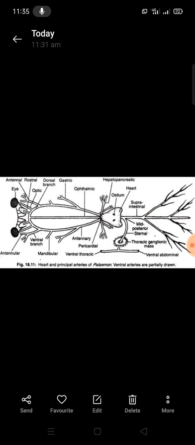Second one is the pericardium. The heart is surrounded by a spacious cavity called the pericardium.